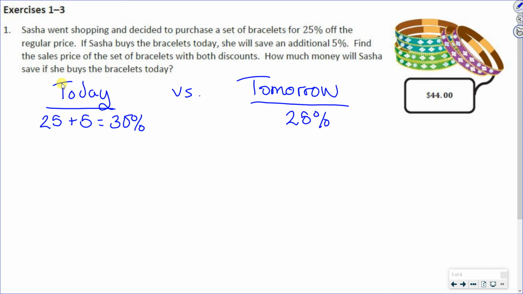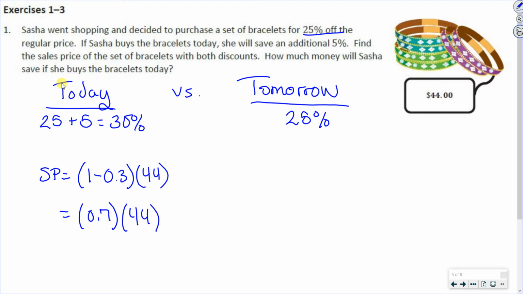Well, remember, this is a markdown because these are discounts. Okay, 25% off. Off tells me that I'm going to reduce the price. If I'm going to reduce the price, that means I'm going to be using a markdown formula. So SP equals 1 minus my percent, which is 0.3, times the whole, which was the original price she was going to pay, $44 for the bracelets. So we get 0.7 times 44. All right, so 44 times 0.7, 28, carry the 2, that's 30. She would pay $30.80 if she bought the bracelets today.